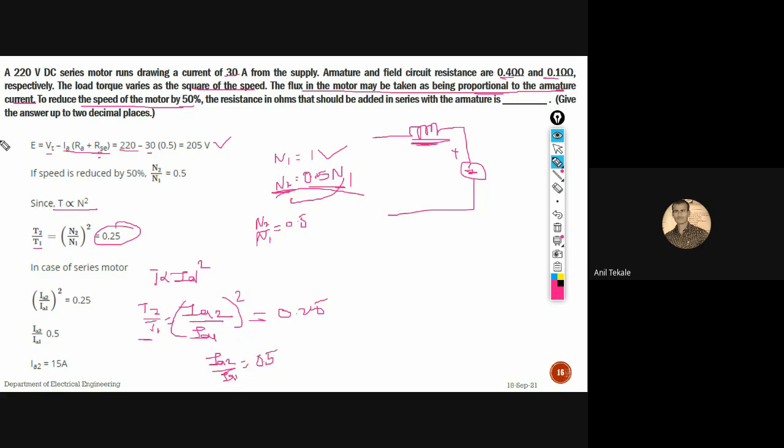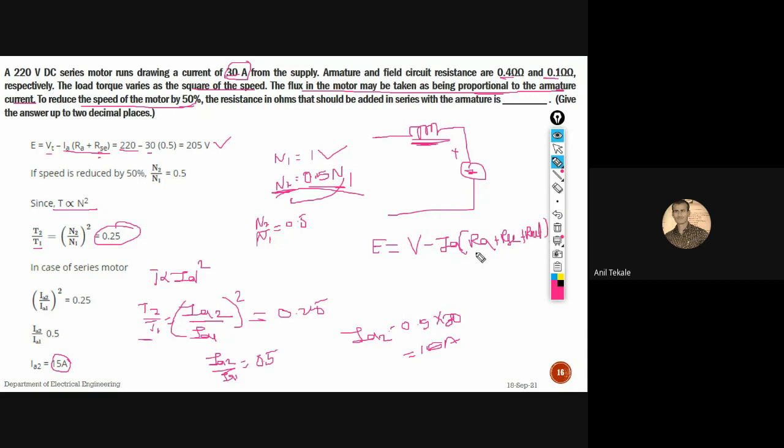But Ia1 is given, that is 30 ampere. So Ia2 we can calculate as 0.5 multiplied by 30, that is equal to 15 ampere. So when we decrease the speed by 50%, we got the value for the armature current. Now again, E is equal to V minus Ia into (RA plus RSE plus R external).